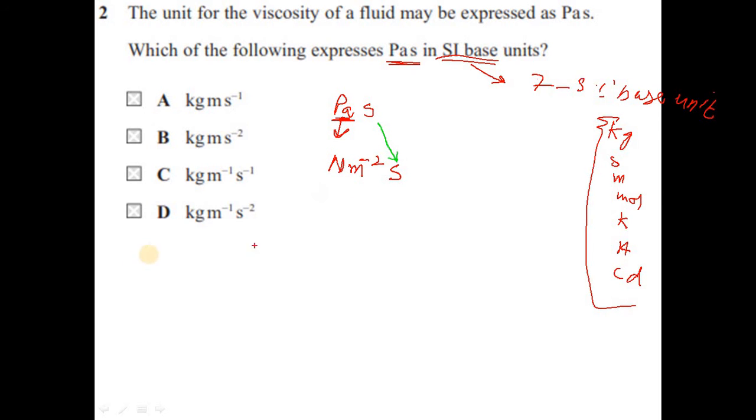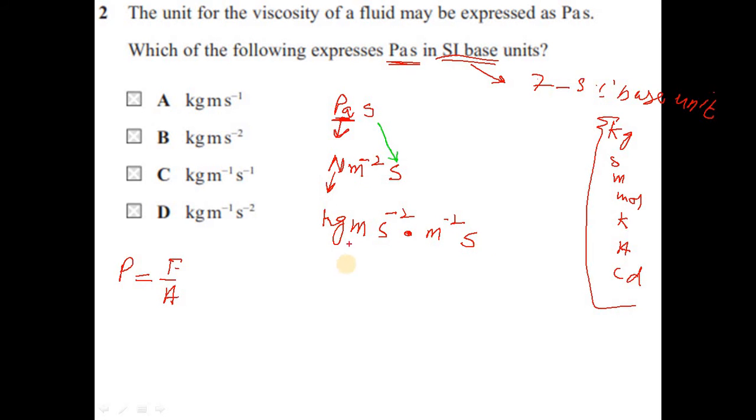Remember, Pascal is a pressure, so pressure is force per unit area. That's why you have the unit Newton meter minus 2. Again, this Newton can be written in the form of these SI base units. Newton is kg meter s minus 2, and m minus 2 from there, and this is the second.